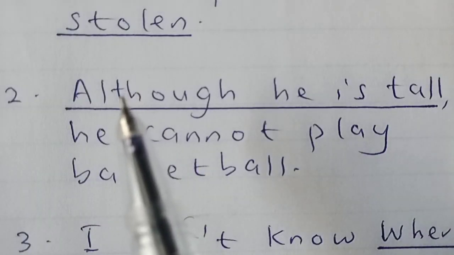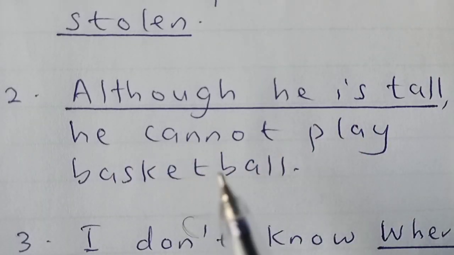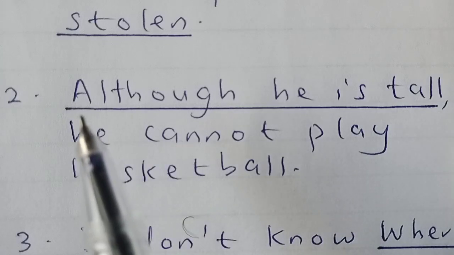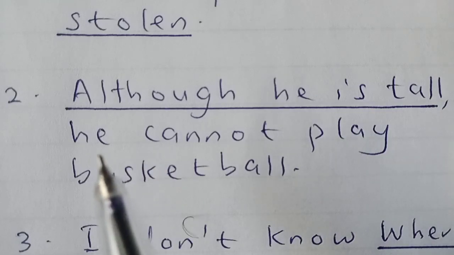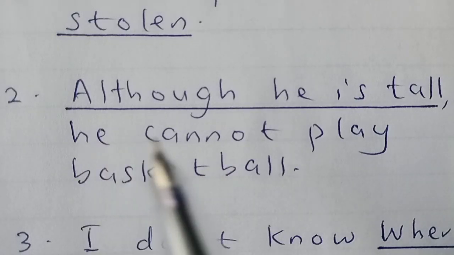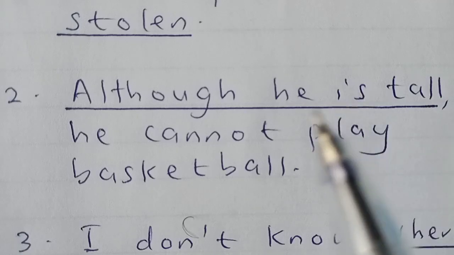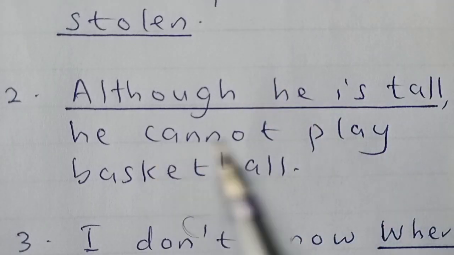Second example: although he is tall, he cannot play basketball. The dependent clause is underlined as well, while the independent clause is not underlined. Now, he cannot play basketball is the independent clause. It can stand on its own, but although he is tall is the dependent clause. It cannot stand on its own until it's used with the independent clause.